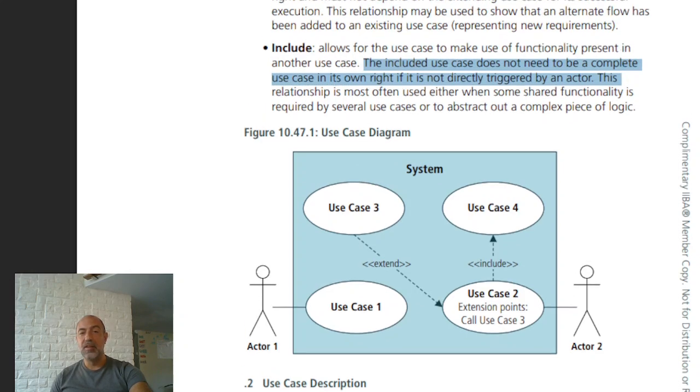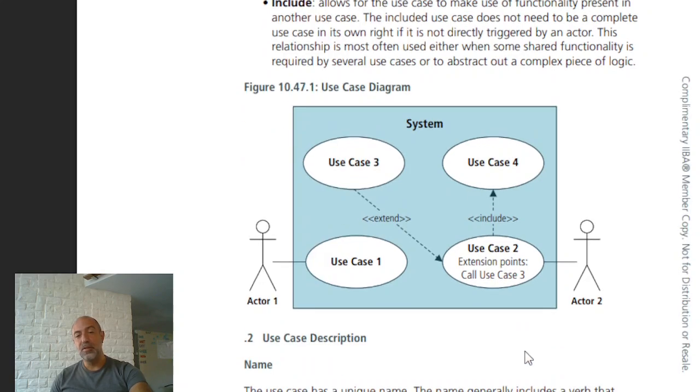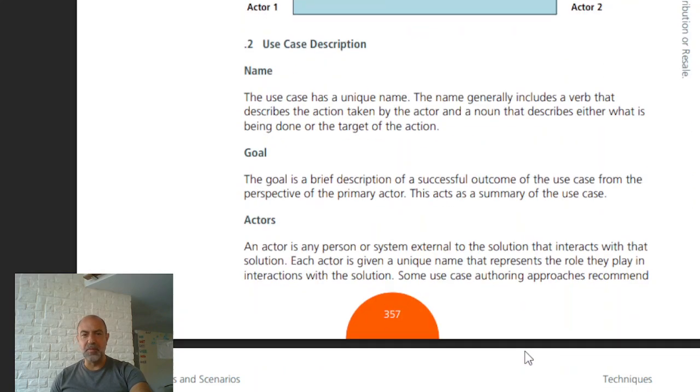While here, the extended use case must be completely functional in its own right. So if use case 3 extends use case 2, it means use case 3 has to be done in order for use case 2 to start, right? Something like that. Use case description, what's the name?